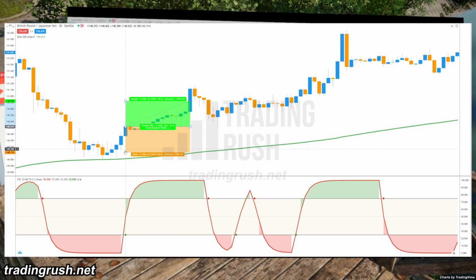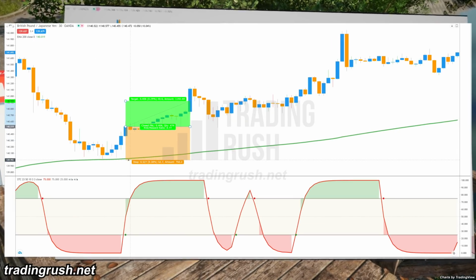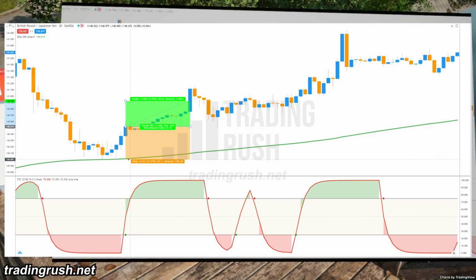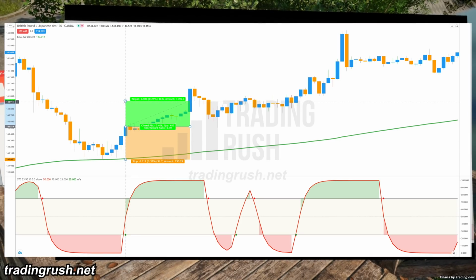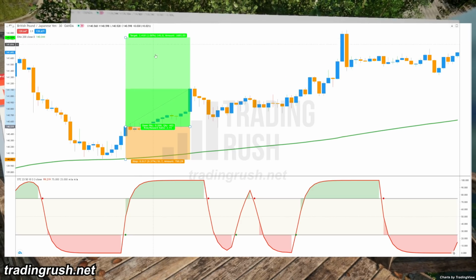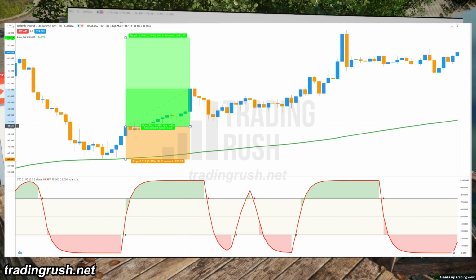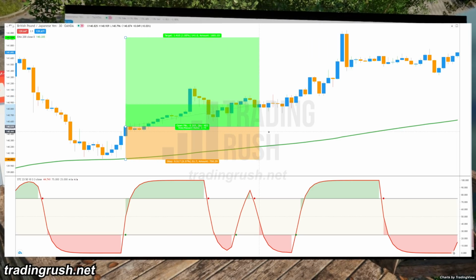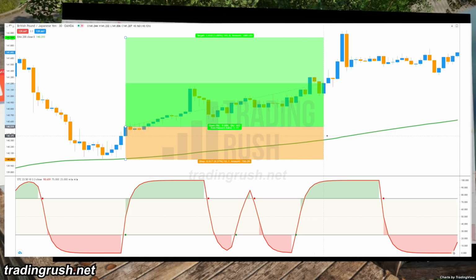In this example, we can say price is in an uptrend because it is staying above the moving average. So we will only look for long entry signals. Here, shaft trend cycle gave a buy signal. So entry is at the closing price of the entry candle, and stop loss is below the pullback.